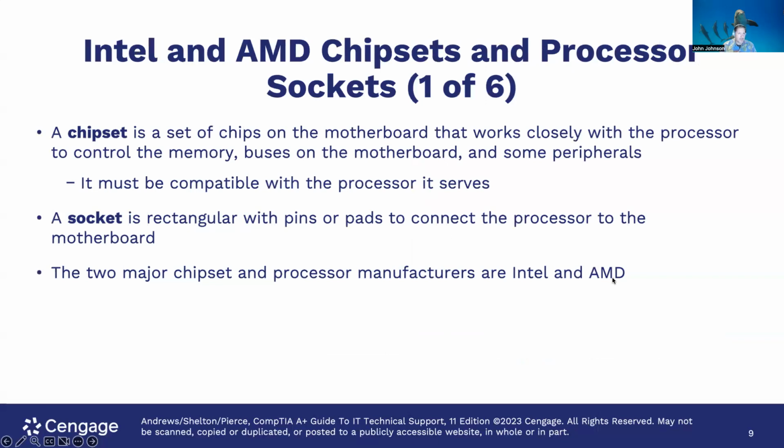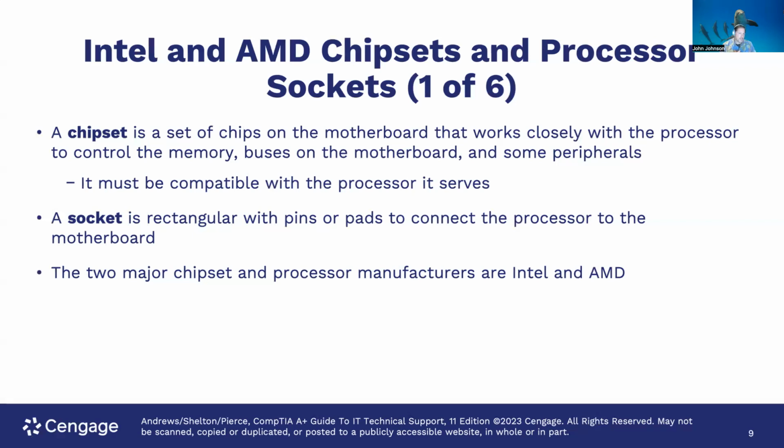So, Intel and AMD chipsets and processor sockets. A chipset is a set of chips on the motherboard that works closely with the processor to control the memory, the buses on the motherboard, and some of the peripherals. And it must be compatible with the processor it serves. A socket is rectangular with pins or pads that connect the processor to the motherboard. It's essentially the base that you plug the CPU itself into.